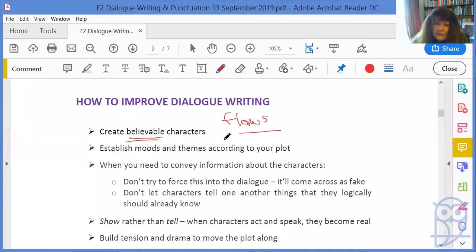Yes, somebody's just asked me the question about debating using this sort of thing. Yes, you could. But in a debate, you'll probably have notes, but it's the way you speak that's going to help you.